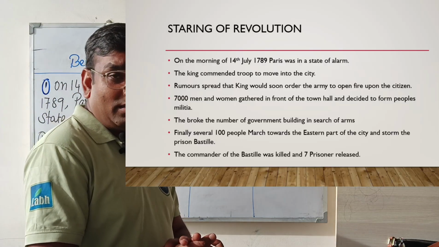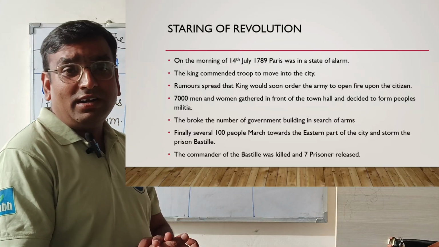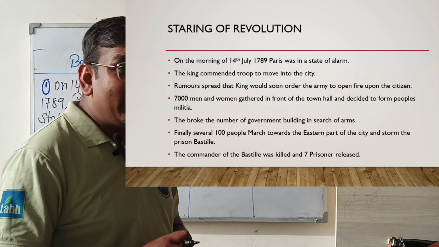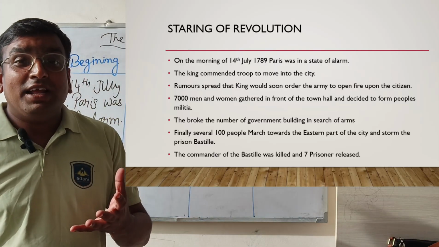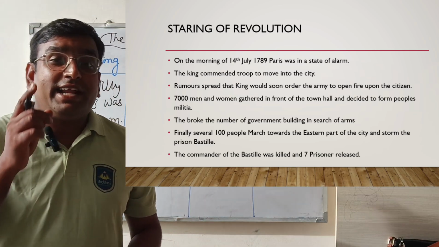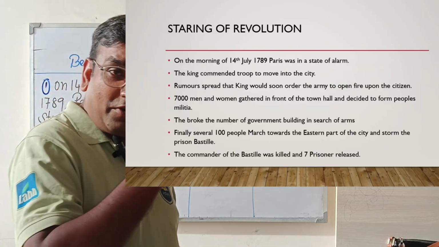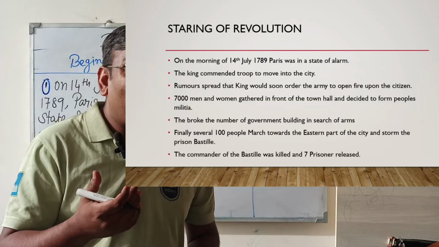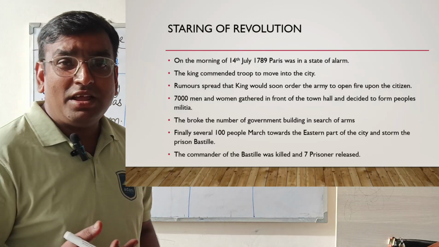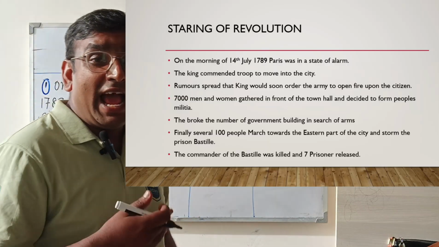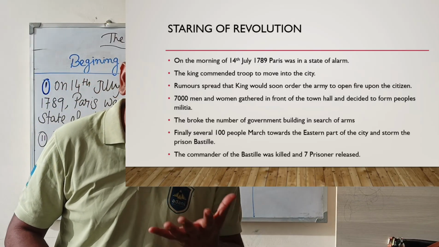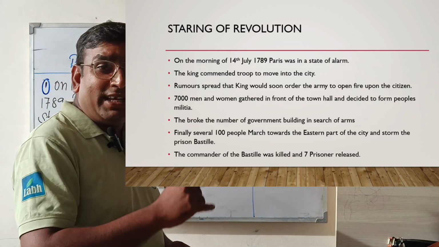And several hundreds of people moved towards the eastern part of the city, where the fortress prison Bastille was situated. After that, what happened? They released all the prisoners. Though there were only seven prisoners there, people hated the Bastille because it was the symbol of absolute despotism. Absolute despotism means monarchy. So that is how the Bastille was destroyed.